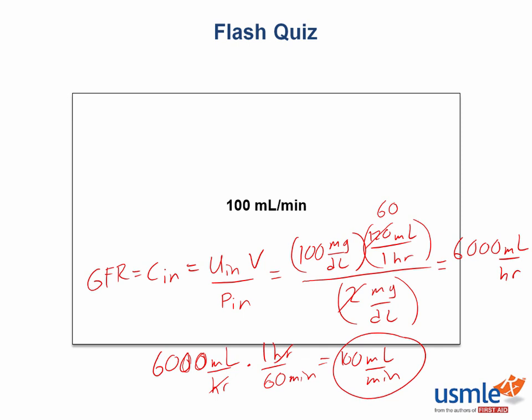A GFR around 100 milliliters per minute would be expected in a young, healthy individual, but this number will continue to decline as the patient ages. A GFR decline below 60 milliliters per minute corresponds with moderate to severe kidney disease. And as the GFR decreases below 15 milliliters per minute, this is actually technically defined as kidney failure.